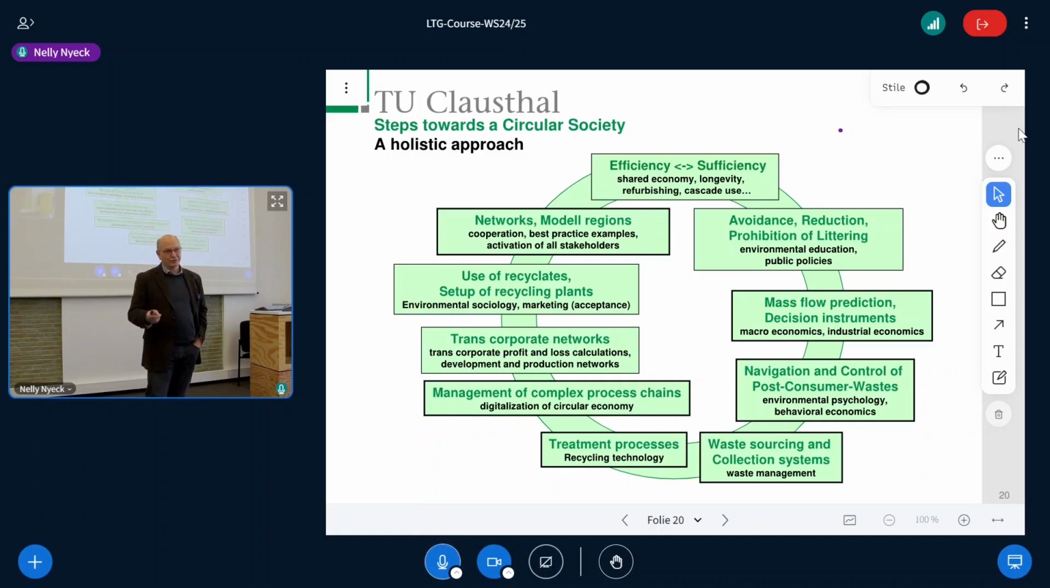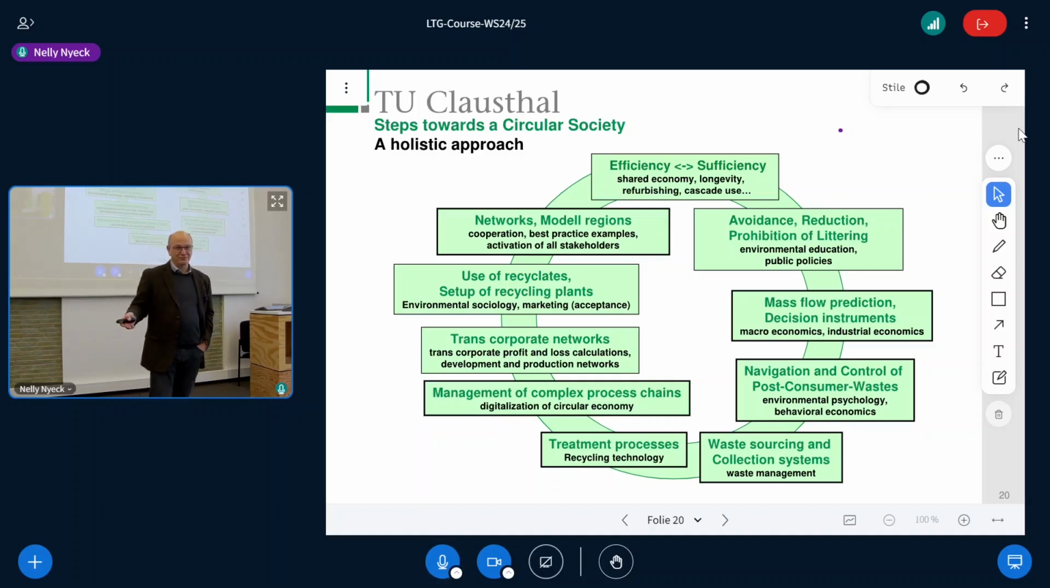We need, of course, our core business treatment processes for recycling technology. And that's still a thing that develops on and on, since if you are a recycling engineer, you're looking at what is the next development of a new product, and then you look, okay, I have to recycle that as well.